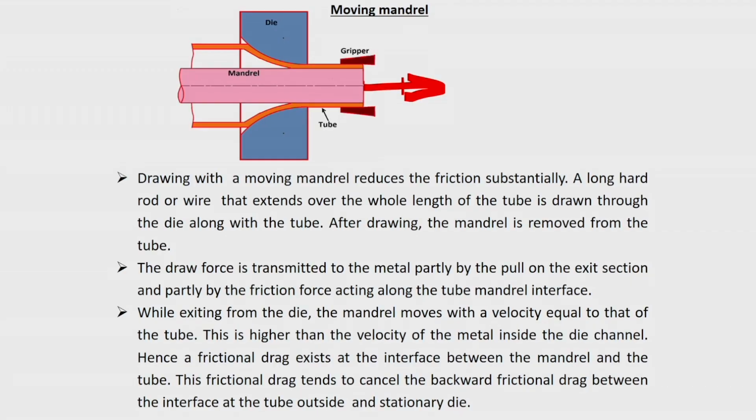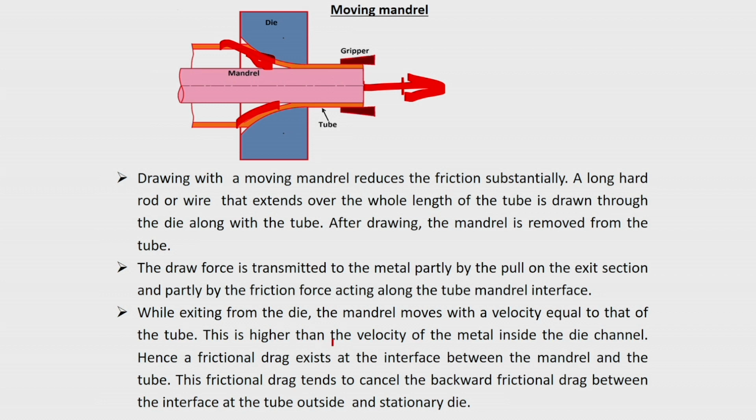The draw force is transmitted to the metal partly by the pull of the exit section and partly by the frictional force acting along the tube-mandrel interface. While exiting from the die, the mandrel moves with a velocity equal to that of the tube. Since it is moving, this workpiece also will be moving along with that. So, there will be accumulation of material here and that will create a frictional drag.